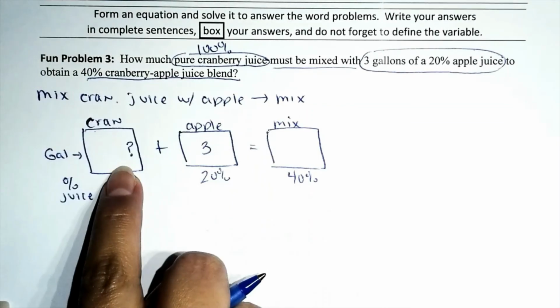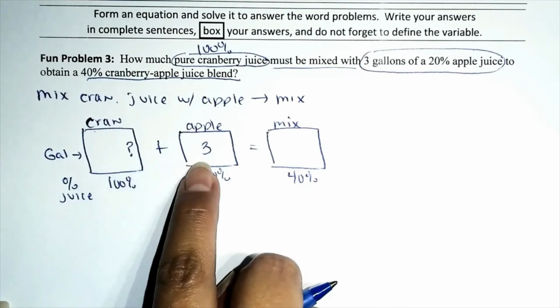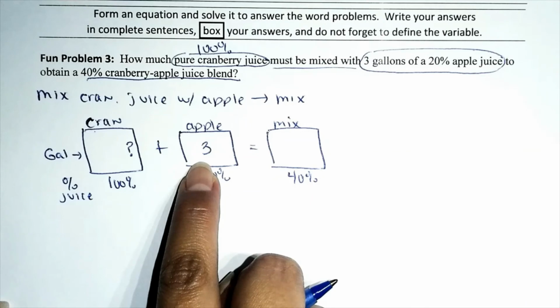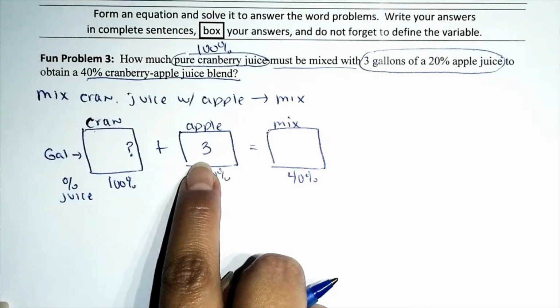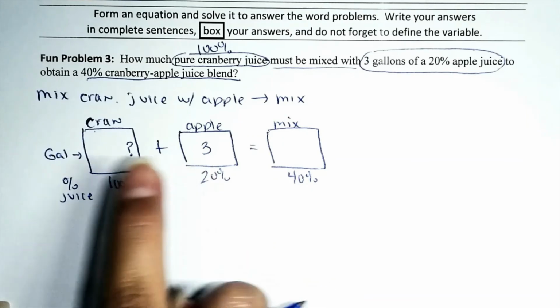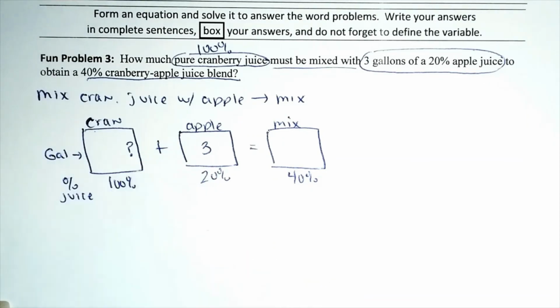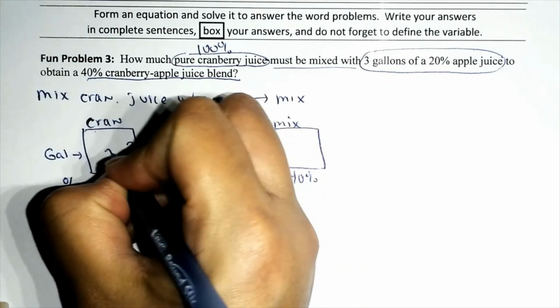Okay, how much pure cranberry juice must be mixed with 3 gallons of apple juice to obtain a 40% cranberry apple juice blend? Okay, so wherever I have my question, that's where I have to write it. So how much cranberry juice? No idea, so I'm gonna put X.